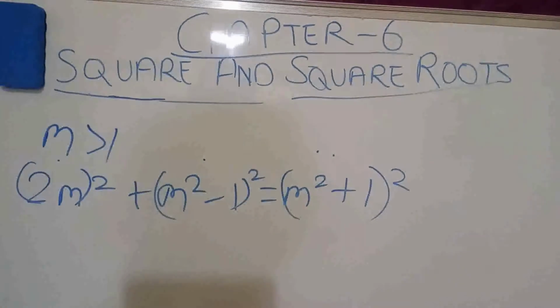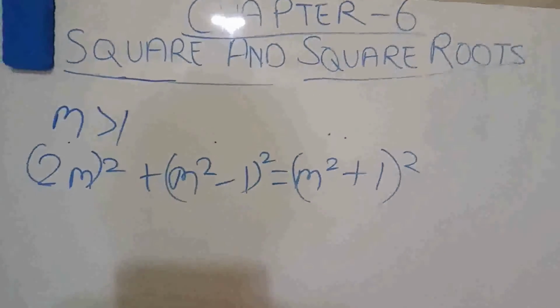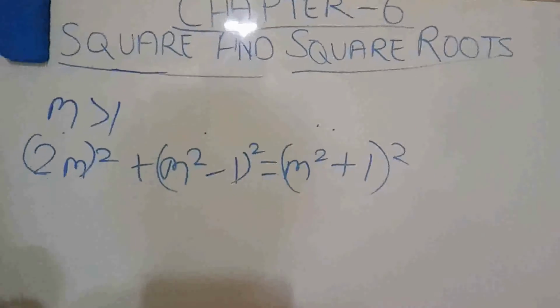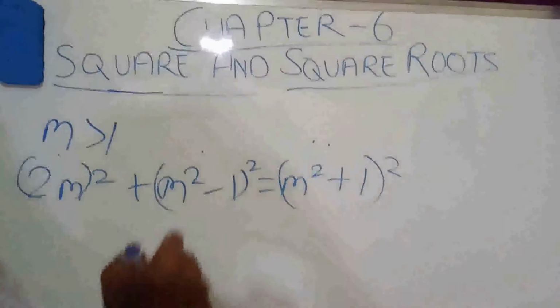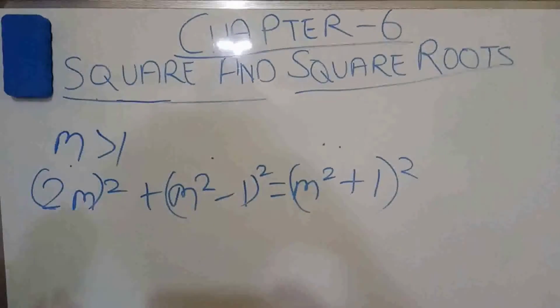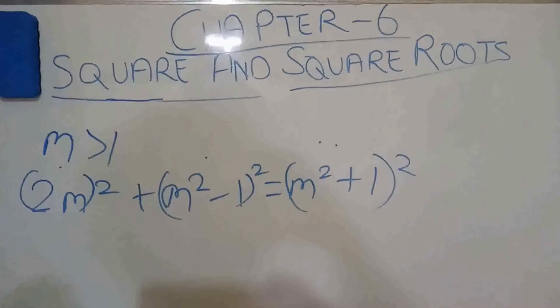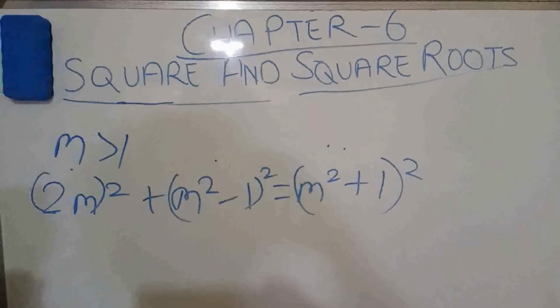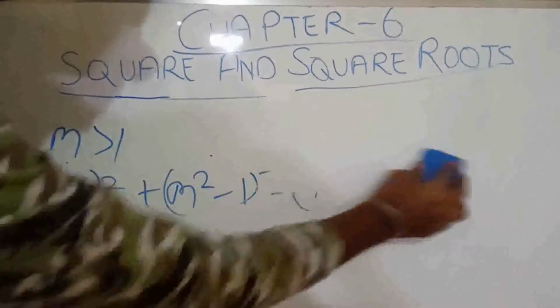And how to find it out? Now they may give you a number, like: find the Pythagorean triplet which has the smallest member 8. So how to find it out?